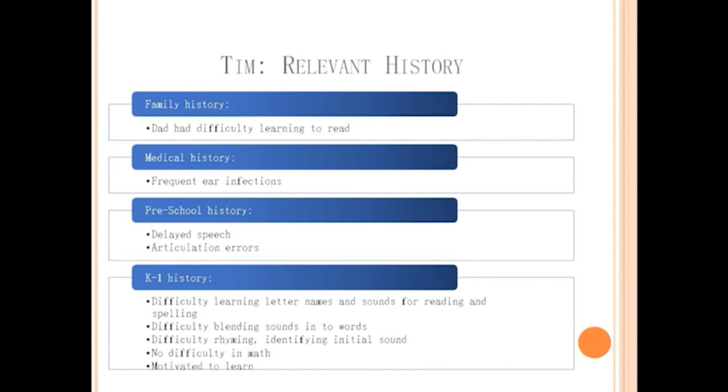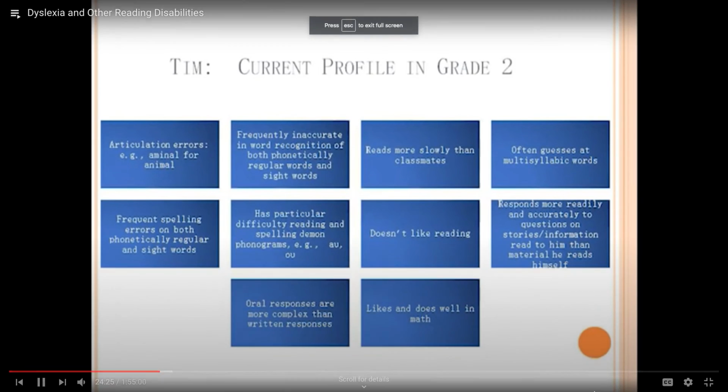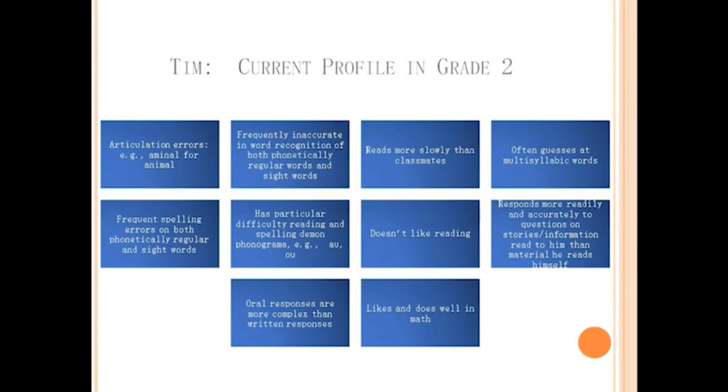At this point, in continuing to grade 2, he is still motivated to learn to read. That's why screening is so important, because if we can identify students with dyslexia early on, we can get to work on improving their reading skills before they lose their motivation. Let's look at Tim's current profile in grade 2. You'll notice that it follows the characteristics of a student with dyslexia fairly closely.